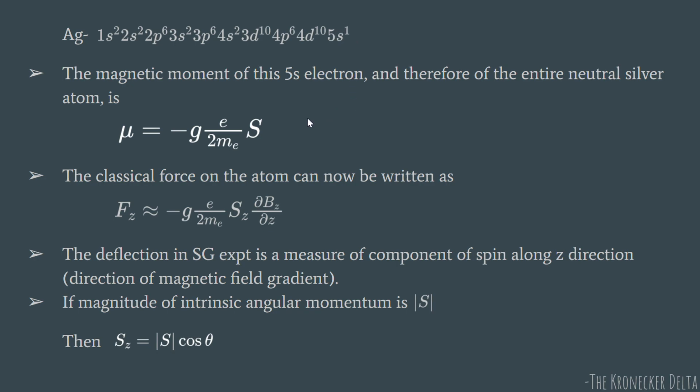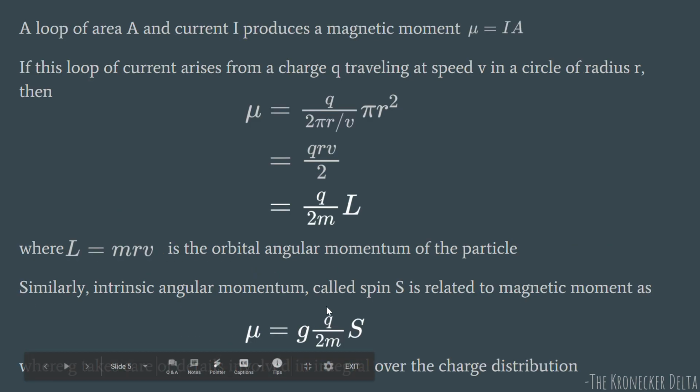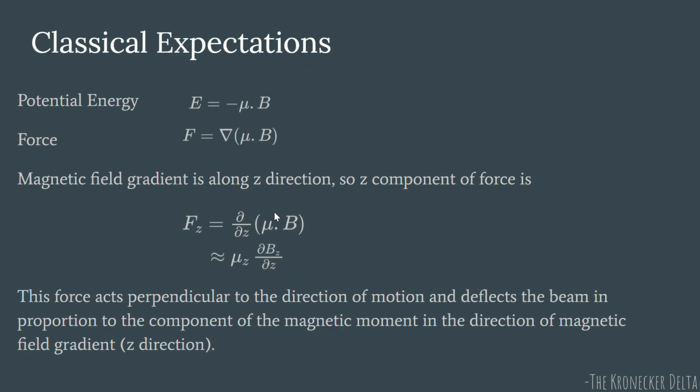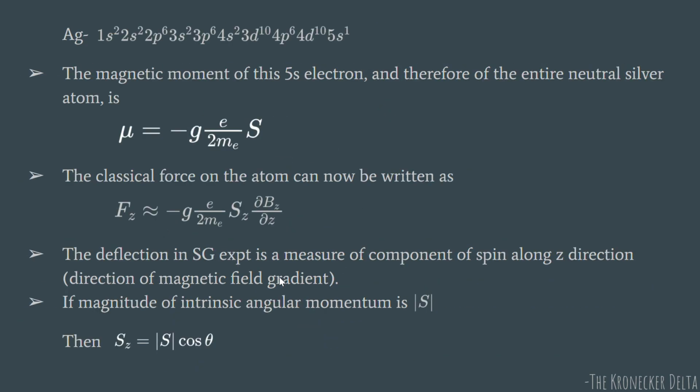Okay, so now since we got the formula mu equal to g q by 2m S, what we can write here is mu equal to minus g e by 2me S. We also derived the formula of classical force, Fc is mu z times dou Bz by dou z. Now we write that formula here for this case.